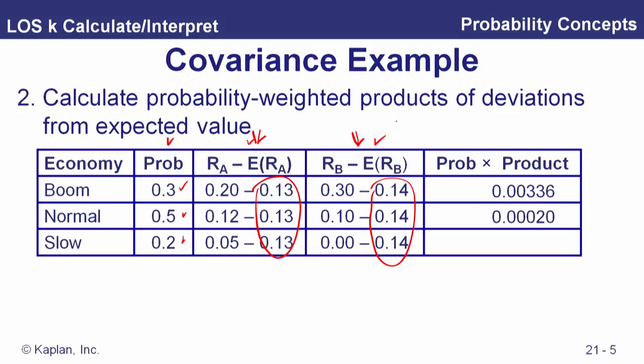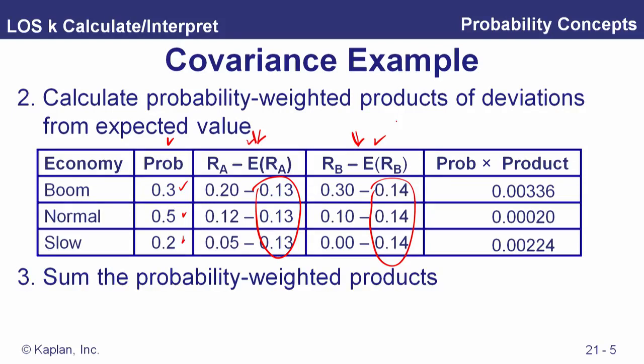And we can see those all came out positive here. So I think we're going to have positive covariance, right? So we add all those together, and we get the covariance 0.00580. So similar to the variance, but we did it for 2 events rather than just for the 1.